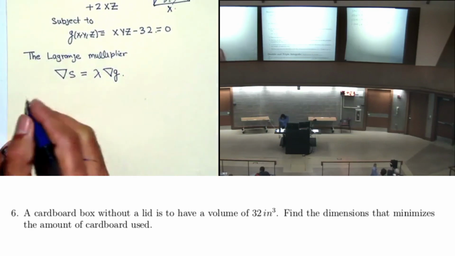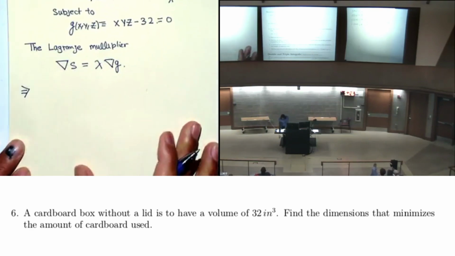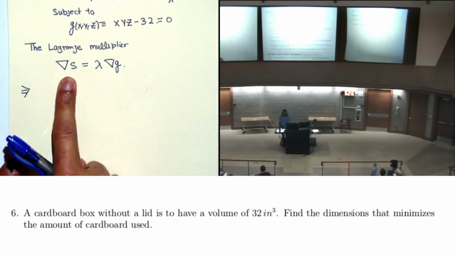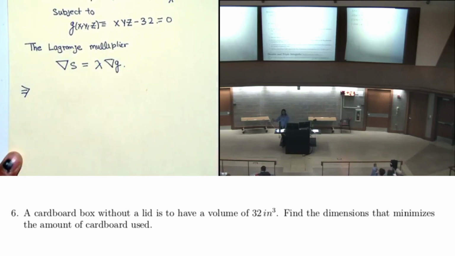So let's do it quickly because Dr. Brennan is here. We're going to compute the gradient. What does gradient mean? The partial derivatives with respect to x, y, and z, and you put all of these in a vector. That is equal to lambda times the partial derivatives of G with respect to x, y, and z, again in a vector bracket.